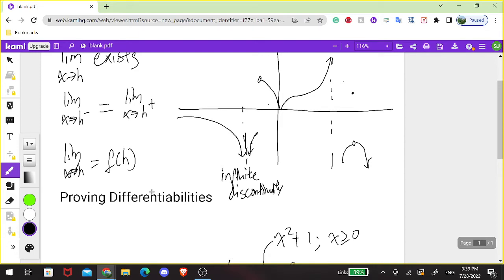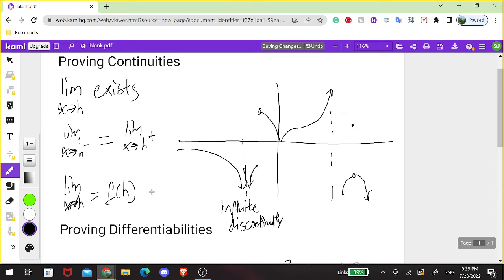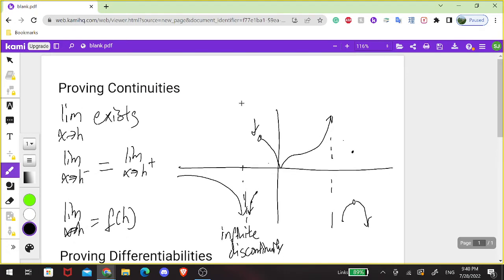If we move on to the next point, this point is also not continuous. Let's see why. Does the limit exist? The limit exists at h. But does the left limit equal the right limit? They do not. The right limit is positive while the left limit is negative. So this point is not continuous, and this is called a jump discontinuity.